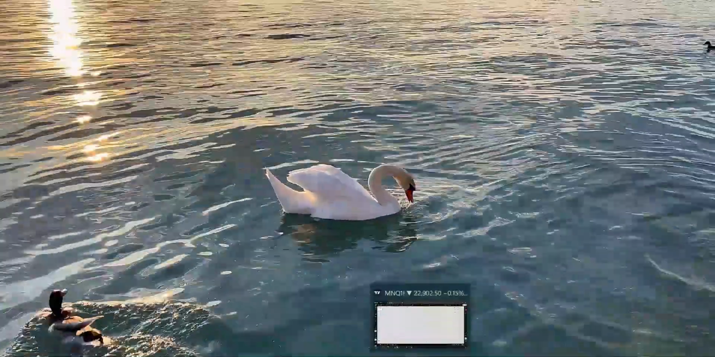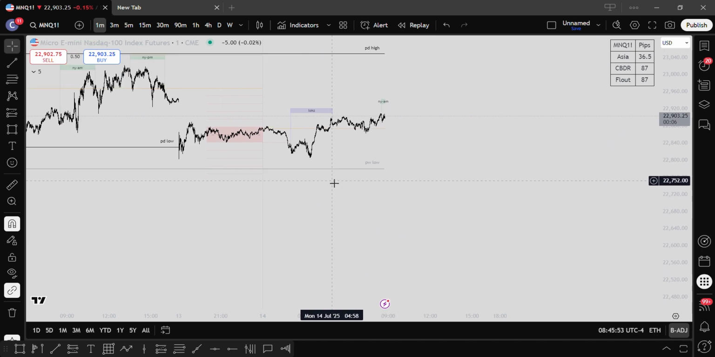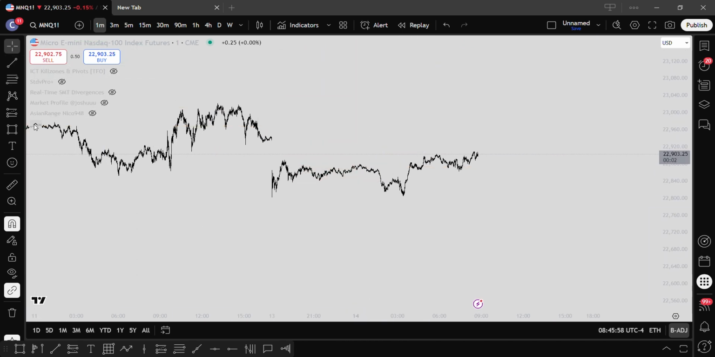Okay, so that's the charts of TradingView. That's today's market. Let's just hide everything. I don't care right now.